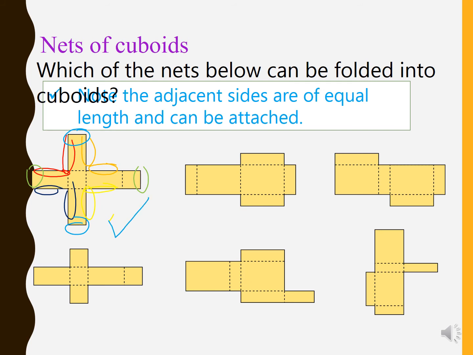What about picture 2? Can you find some adjacent sides that are not equal in length? I think you got this pair, maybe. So these adjacent sides are of different lengths, so they cannot be attached. That's why we cannot make a cuboid. What about picture 3?